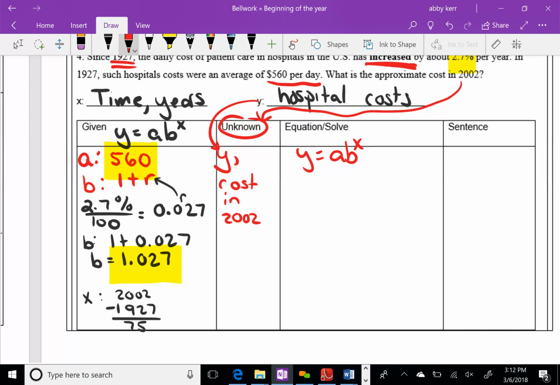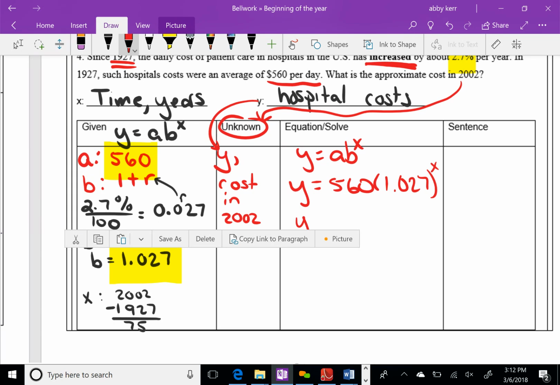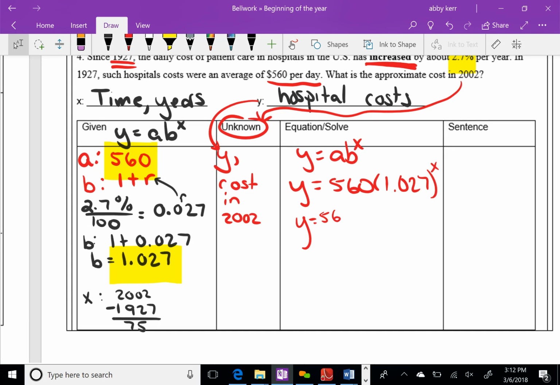So we rewrite our generic equation. Y equals a times b to the x power. And then you just fill in all the missing pieces that you already did in the given. Now, since we care about the cost in 2002, we're going to write a 75 in place of x, because that's 75 years after 1927. So in your calculator, you're going to enter this information.